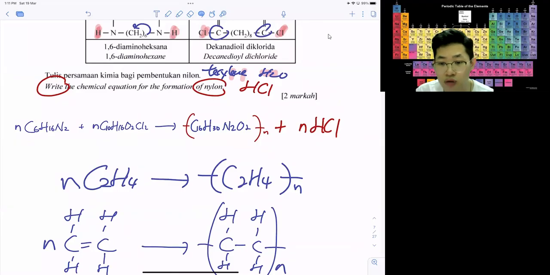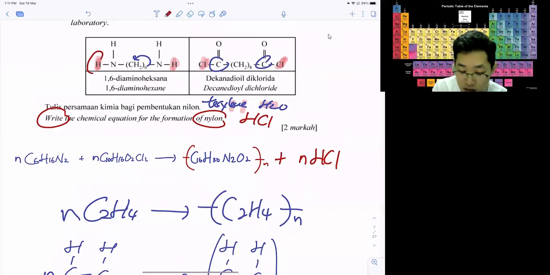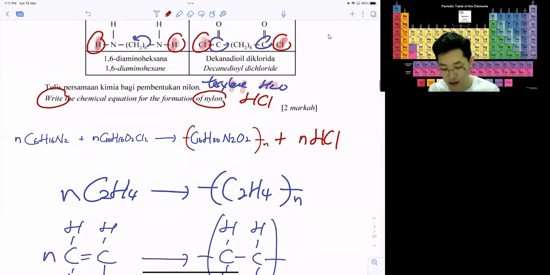You just take out the 2H, because it's used to balance the Cl2. This 2H and 2Cl. 2H and 2Cl. Okay, next.